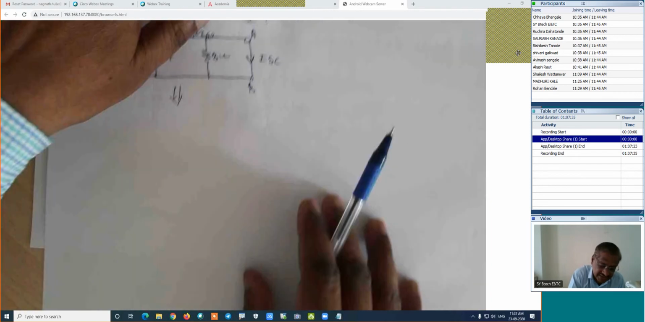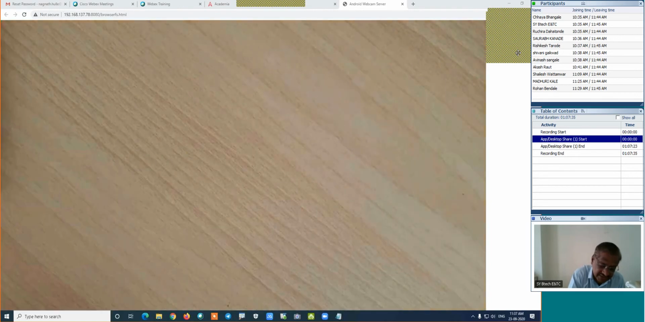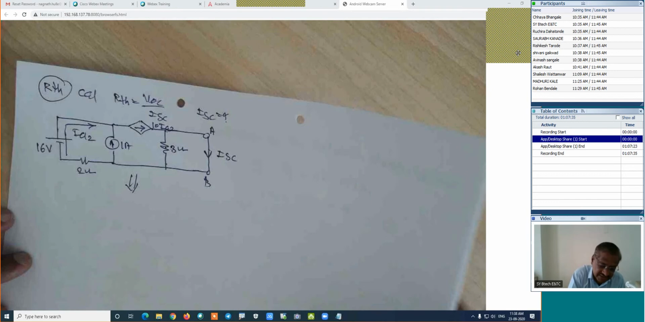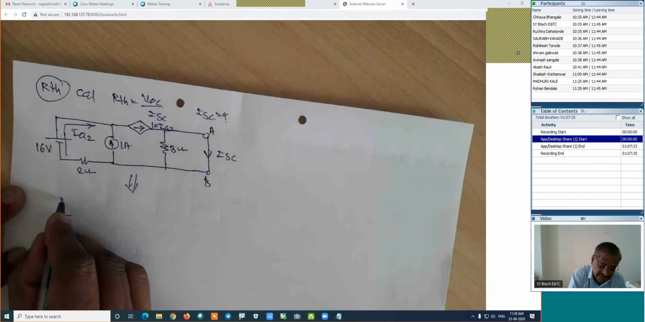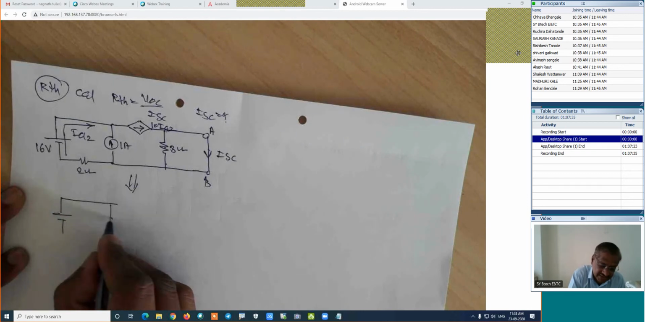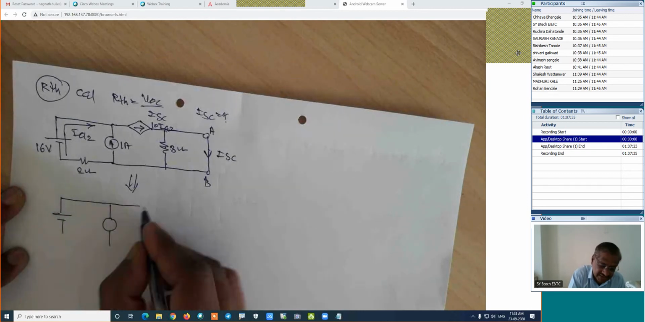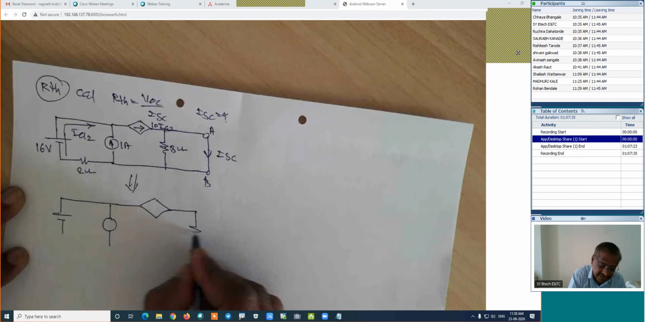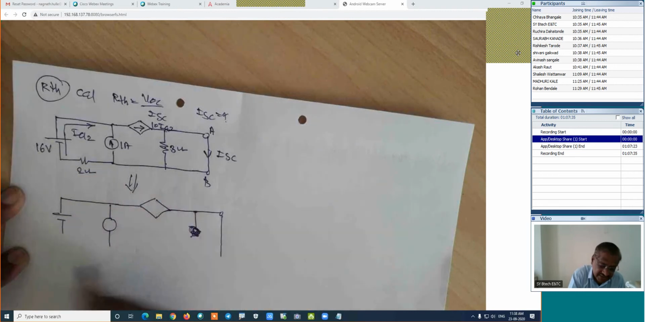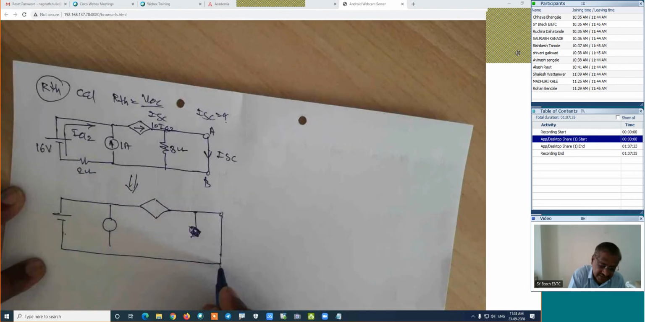How will that equivalent circuit be? That is to be mentioned here. Now here its equivalent circuit will be something like this. Here is the current source. This is another current source, and its parallel combination is the short circuit.